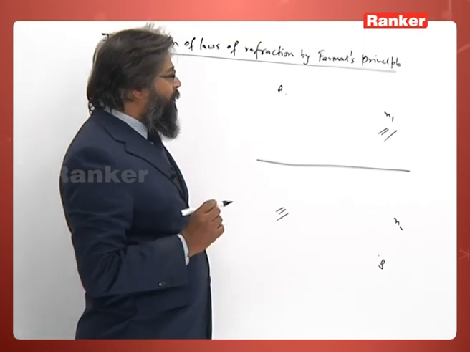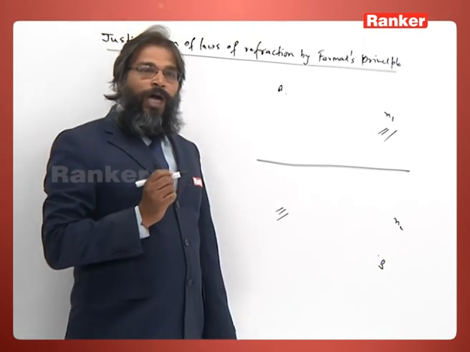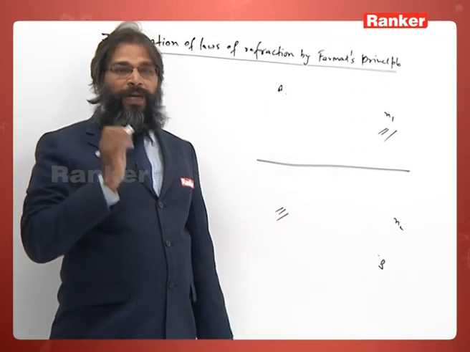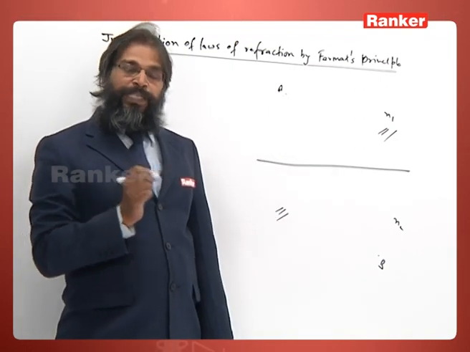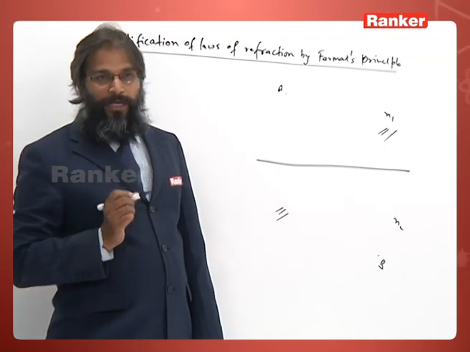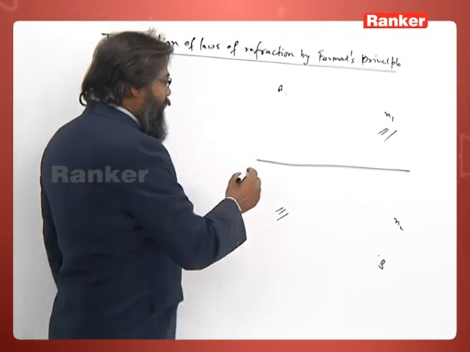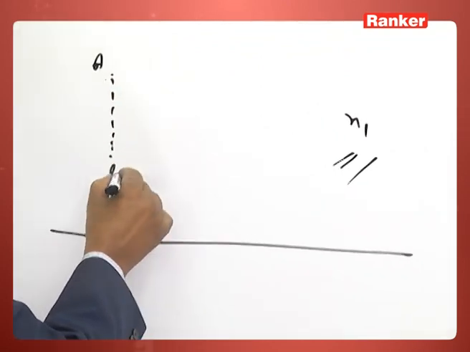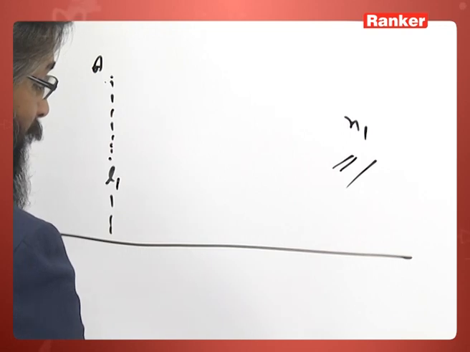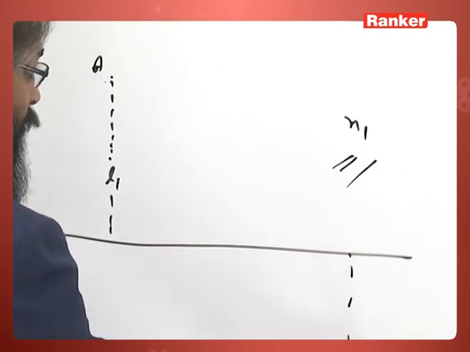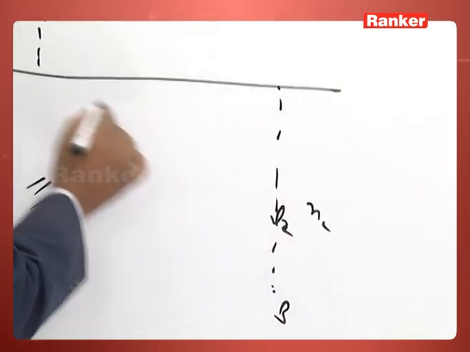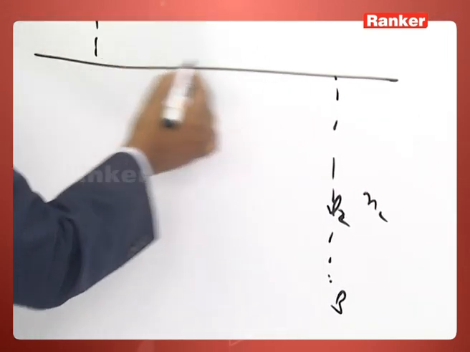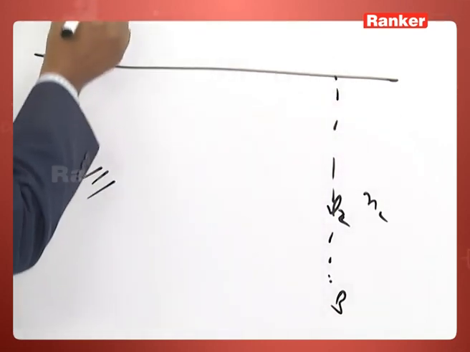So Fermat's theorem tells us that of all possible paths, the ray will follow the path which is an extremum: minimum, stationary value or maximum. A and B are fixed points. Suppose this distance is L1 and this distance is L2. Since they are fixed, the distance between these two points is also fixed, so let us call this total distance D.